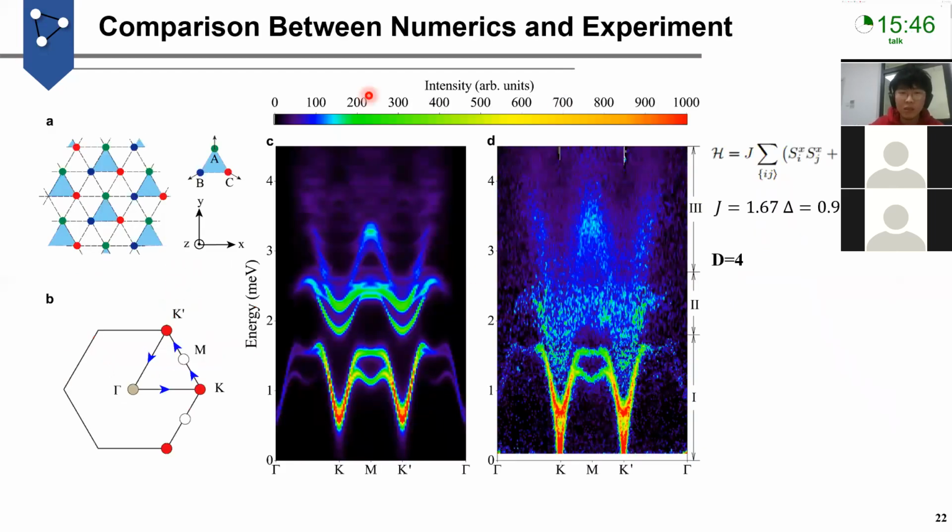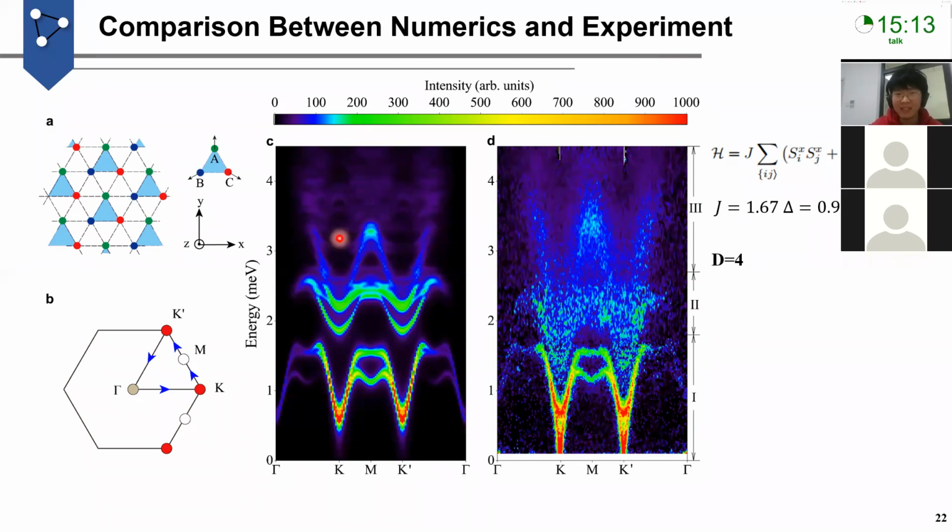And this is the result of our method used for this effective Hamiltonian, as shown on the right-hand side. We use the same parameters determined by the experiment: a 1.67 milli-electron-volt exchange coupling and 0.95 milli-electron-volt isotropic coupling, with a D equals 4 ansatz. The right-hand side is the experiment, and the left-hand side is our result.